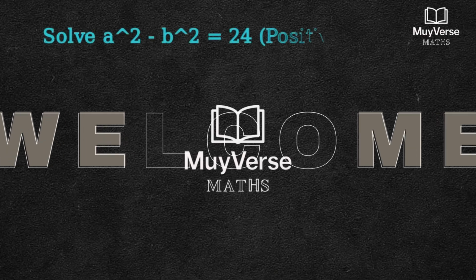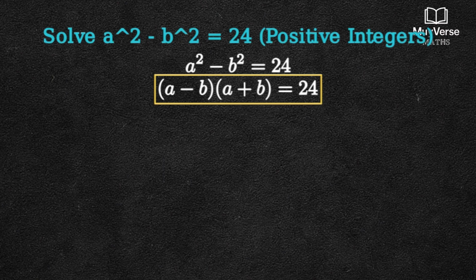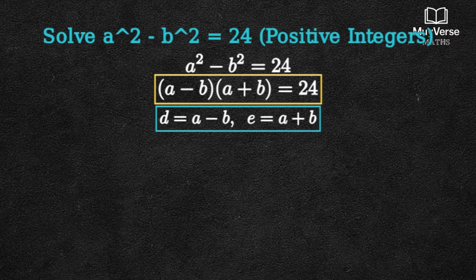We will solve the problem quickly and visually using the factorization of a squared minus b squared. Step 1. Write a squared minus b squared as a product. A squared minus b squared equals 24. That factors into (a minus b) times (a plus b) equals 24. Let the smaller factor be d equals a minus b, and the larger factor be e equals a plus b.